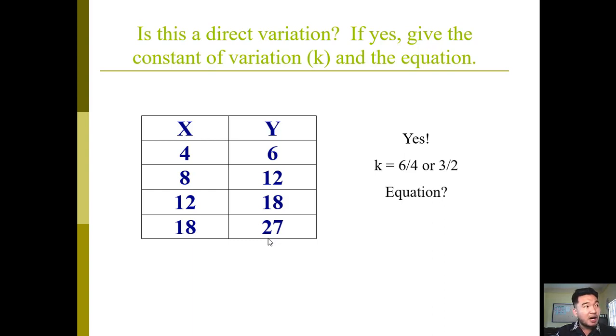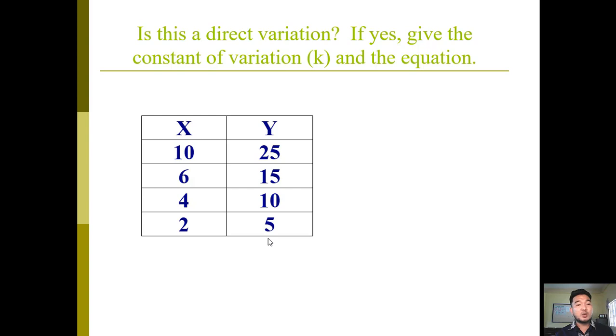What will be our equation? Equation would be y equals 3 over 2 times x. How about this one? Is this an example of direct variation? If yes, give the constant of variation and the equation. So let us give a look. I-solve natin kung tama ba o magkakamukha ba yung k na makukuha natin dito upon dividing y by x.